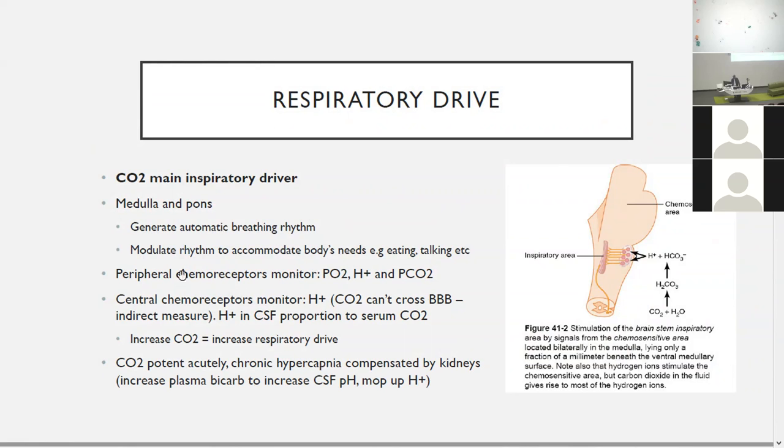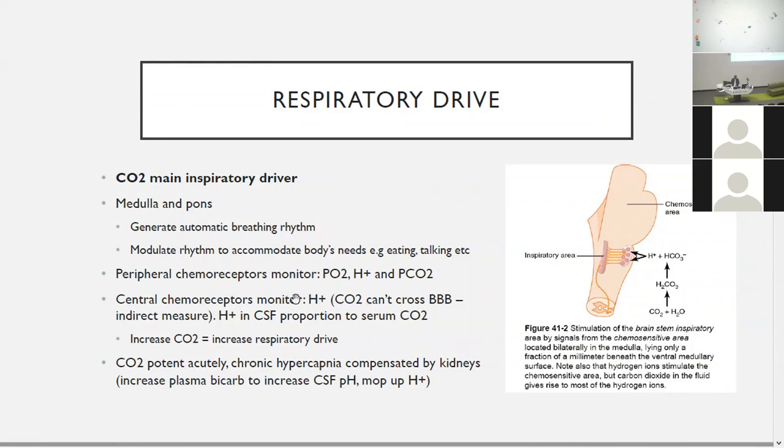And the main driver for this is carbon dioxide. Just remember that carbon dioxide is your main inspiratory driver, not oxygen. Oxygen becomes your main inspiratory driver when you have prolonged periods of hypercapnia. If you have chronic hypercapnia, your kidneys compensate by producing a lot more bicarbonate, which mops up the hydrogen ions that you get from CO2, and then oxygen becomes your main driver of respiration.